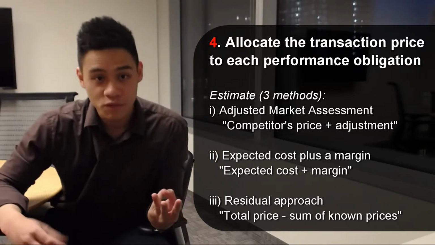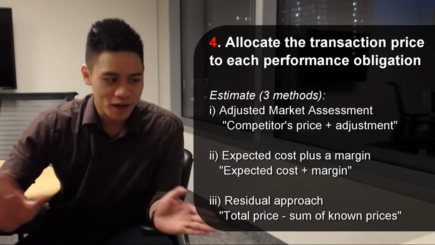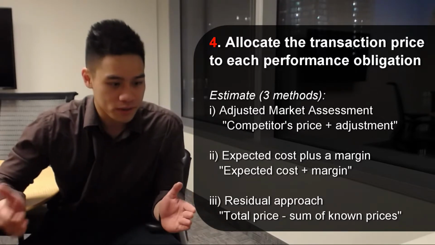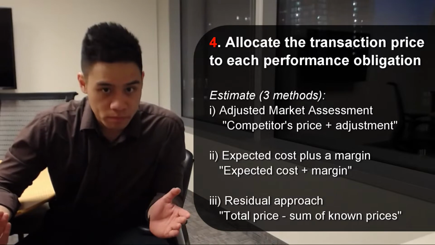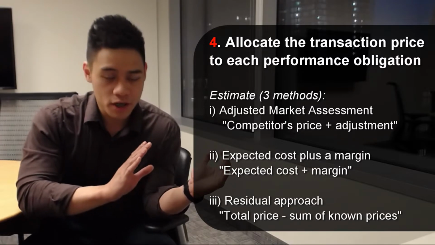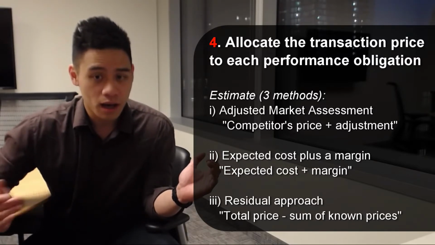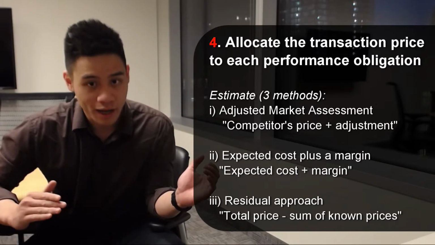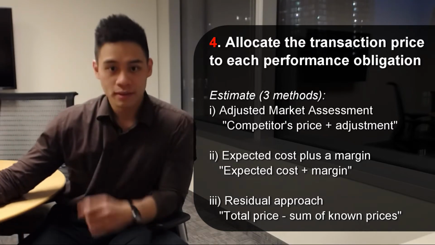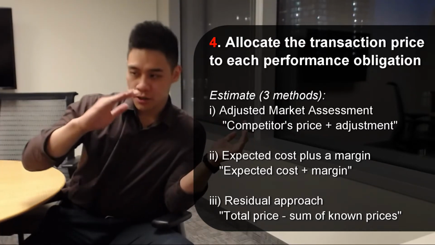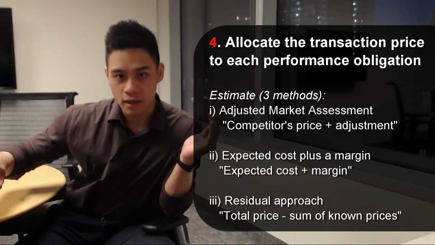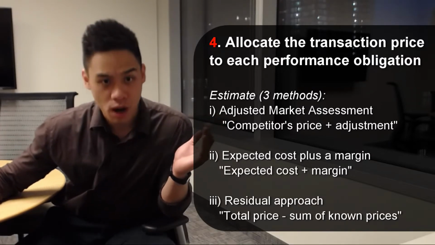And then the third one is the residual approach. This is kind of your last resort. If you can't use the first 2, there are certain conditions to using this one. For the residual approach, you're taking your total transaction price, and then you're subtracting the sum of the other known standalone selling prices that are in your contract. So your total transaction price, minus the sum of the known standalone prices of the other goods and services that were promised in your contract.